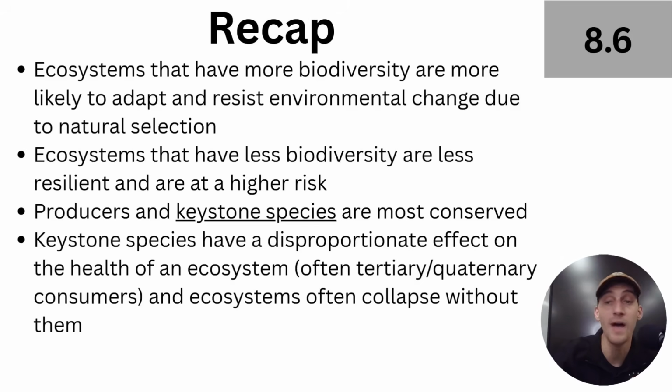Producers provide obtainable energy for all the consumers. And keystone species, which are usually tertiary consumers, that kind of thing, regulate other populations. They have a disproportionate effect on the health of an ecosystem, and ecosystems often collapse without them, namely the jaguar and the wolves, for example.